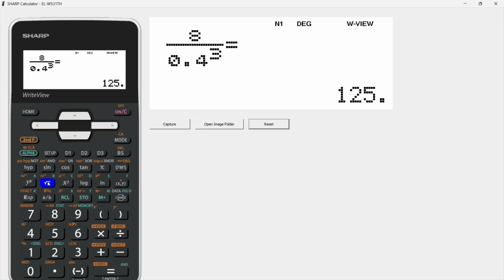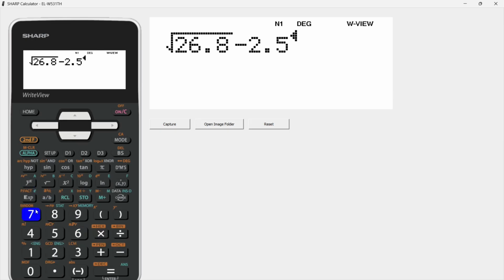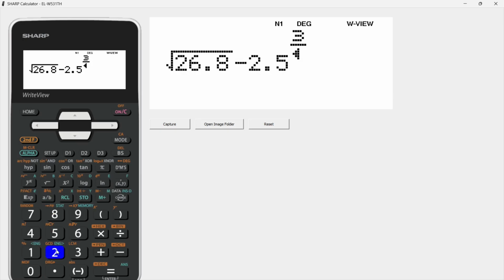So I will type in square root of 26.8, and then I'm going to come with the cursor out of the square root sign, and then I'm going to say minus 2.5, and I'm going to use this y to the x button, and I'm going to put 3 over 2. So 3, backspace, 3 over 2, and now it's written as a fraction. Notice that's the completed question right there for me. All right, and I press equal sign.